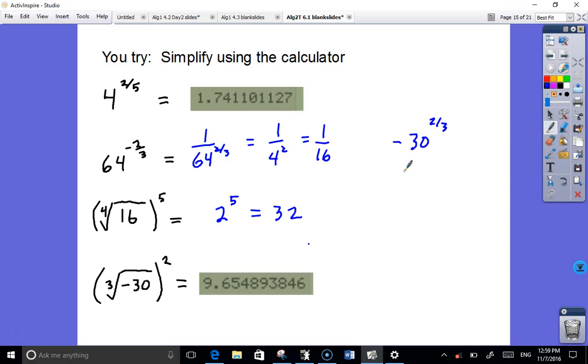It's kind of like an order of operations thing. So you take the cube root of negative 30, do you get a positive or negative? The cube root of a negative is a negative, right? And then you square it, and you should get a positive. So what you did is, yeah, she put inside the parentheses like this.